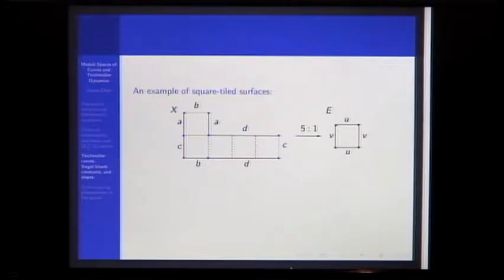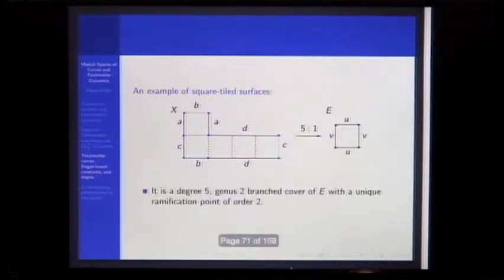domain surface, and you glue the parallel edges A, A, B, B, C, C, D, D. You can check after gluing, this actually gives you a degree 5 genus 2 branched cover with a unique ramification point of order 2 on the left-hand side of the picture, labeled by this blue point. This surface we have seen before in the talk, only the shape differs. That is the first example I showed you, this octagon. Only here, the shape of this octagon changes.